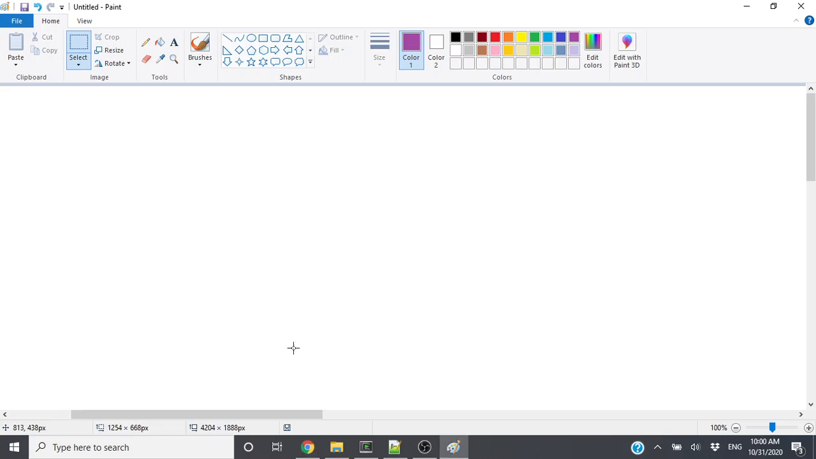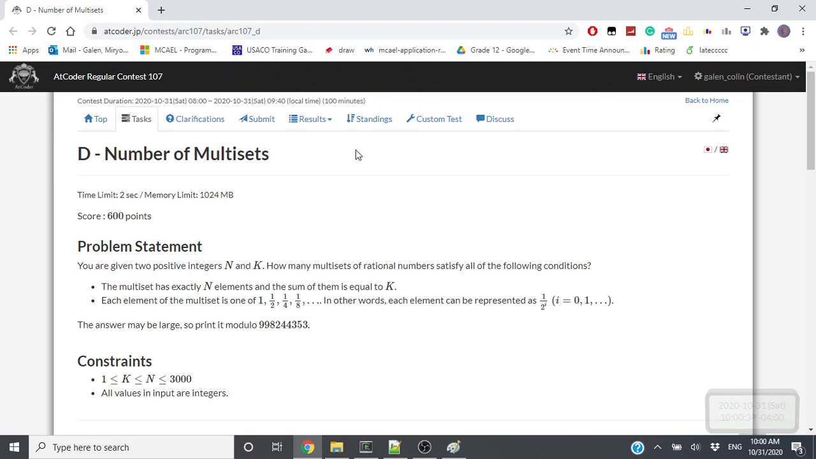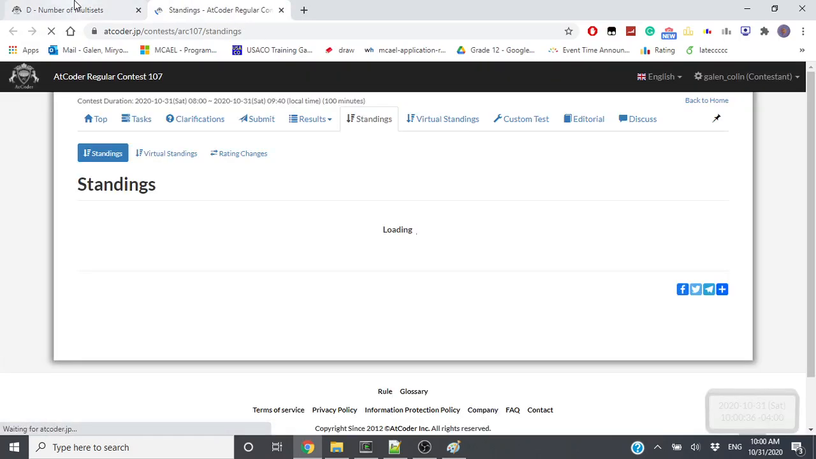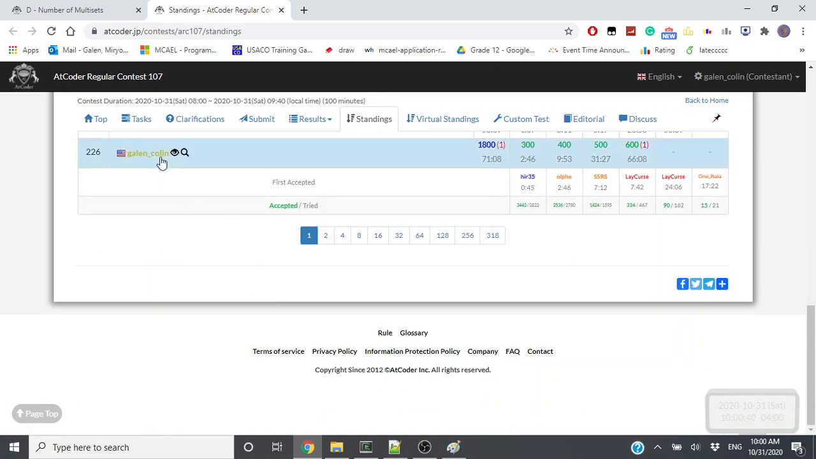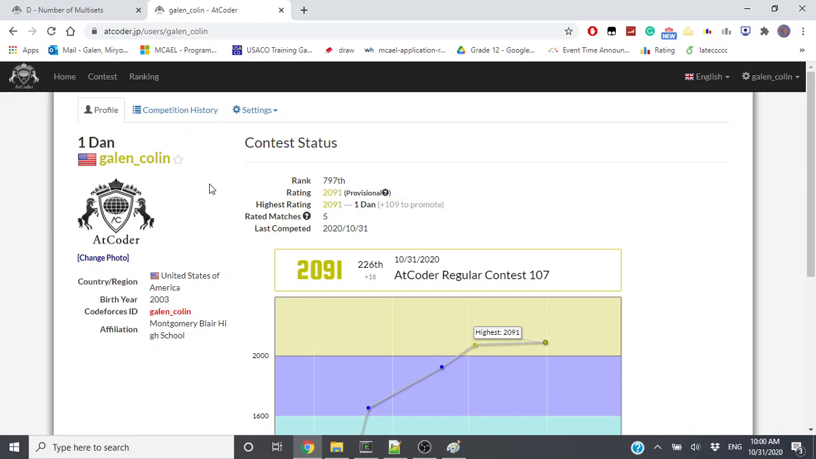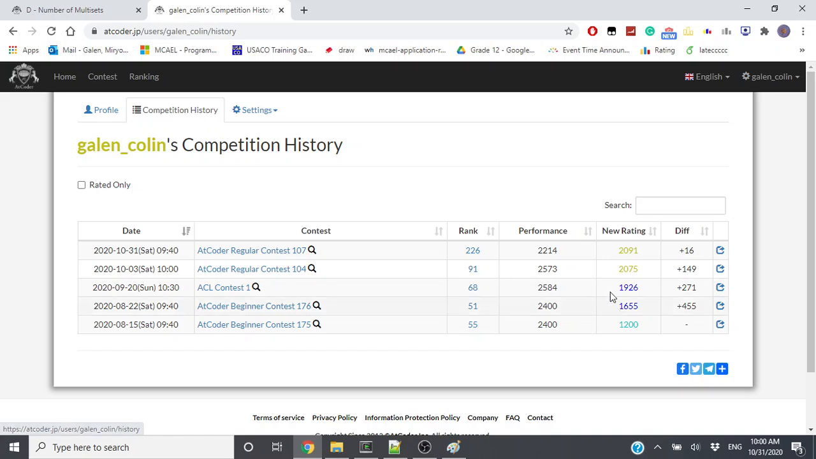We can go to D now, and we'll see what happened. Actually, I kind of want to see rating first, what happened to me. It's not terrible. I shouldn't lose yellow, at least. Okay, it's a very slight gain. 2200. Huh, wow. I did not expect that, actually. It's a higher performance than I thought I would get.